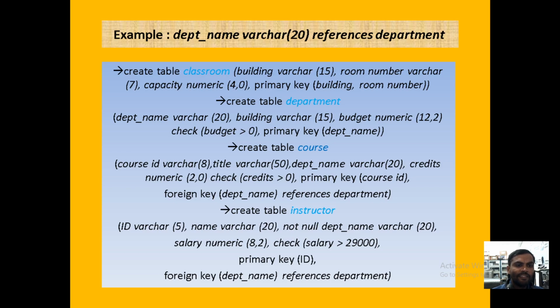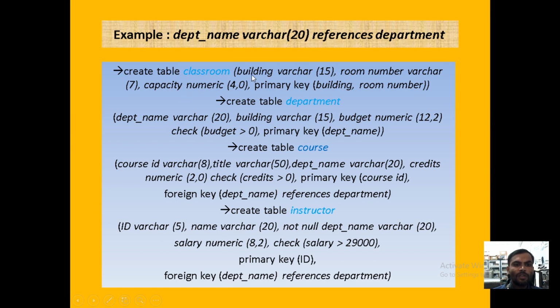Now here we have tables. Actually I took 4 tables. Under the 4 tables, we will see how we use the constraints. Now we can learn the practical scenarios here. Create table classroom. Classroom is a table. Under the classroom table, building is an attribute, room number is an attribute, and capacity is an attribute. These are the 3 attributes.